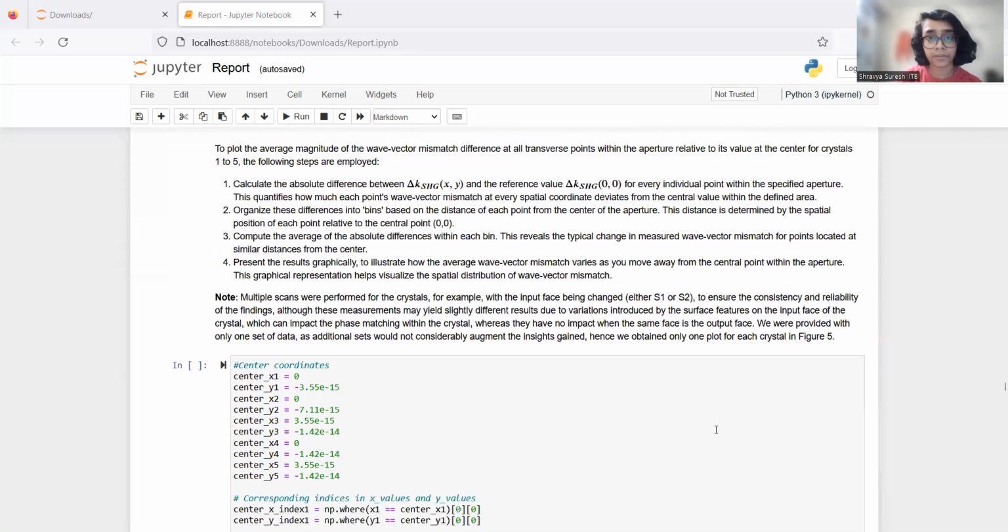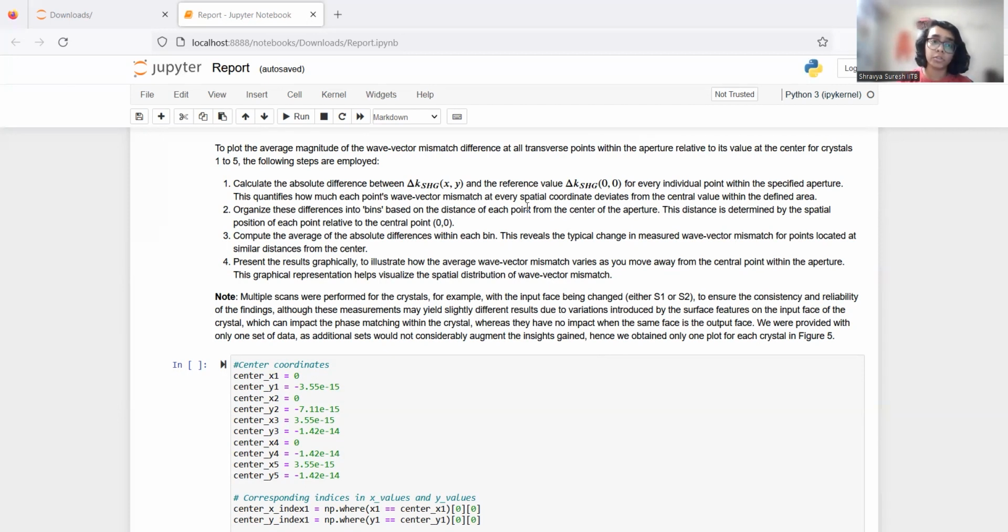Moving on, specifically for section 4.1, we plotted the average magnitude of the wave vector mismatch, which is our delta K SHG, at all the transverse points x, y within the aperture of each crystal, relative to its value at the center of that particular crystal. The data sets that we were provided had 2 different kinds of data for each crystal. It had a set of delta K values for every transverse point x, y for each crystal, and it also had the values of x, y, or of the various transverse points for each crystal.